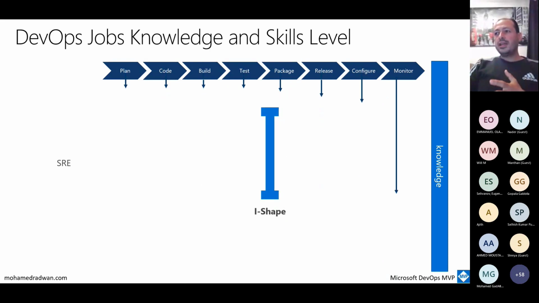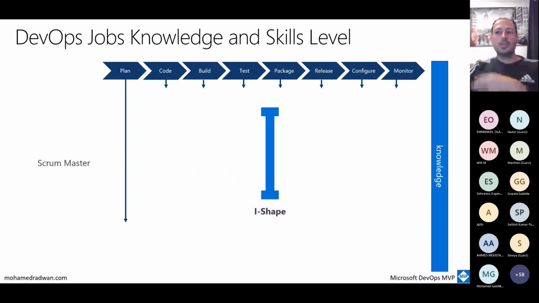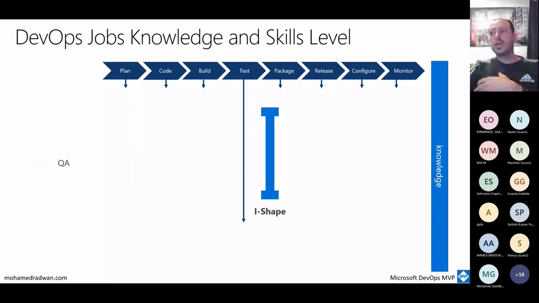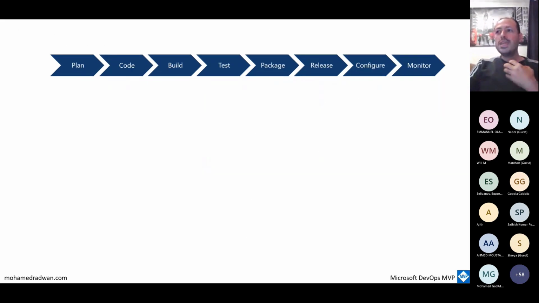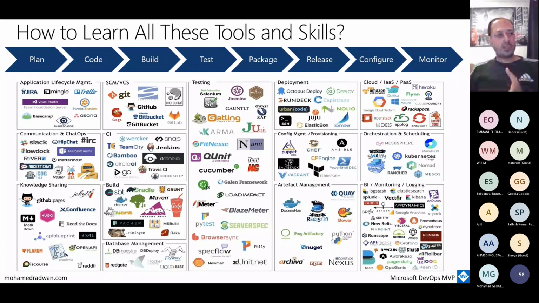This is unlike the other I-shaped roles, which is, for example, SRE, which requires depth in one area or a few areas, or maybe like being a project manager, scrum master, product manager, or maybe like a QA or tester. But being a DevOps, it's all about being T-shaped skills, like having cross-functional skills across all disciplines. Once you have these skills and principal engineering practices and all of that, then you will be able to learn and understand these tools and platforms.